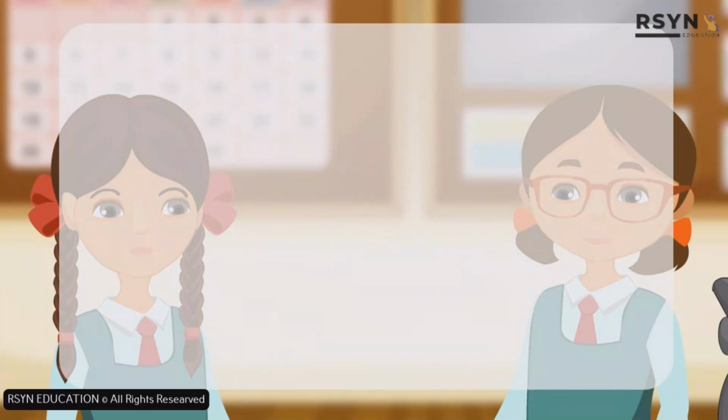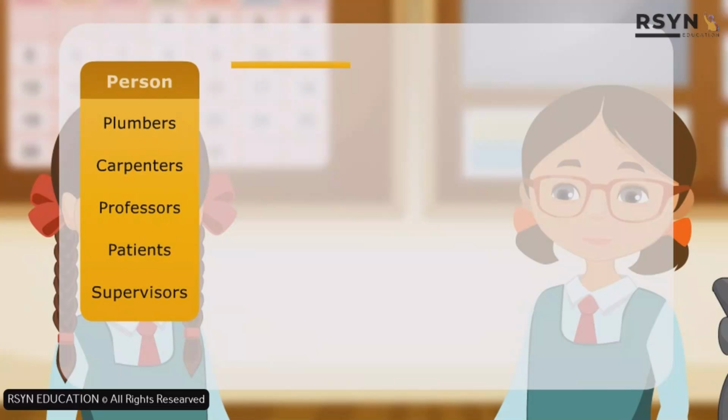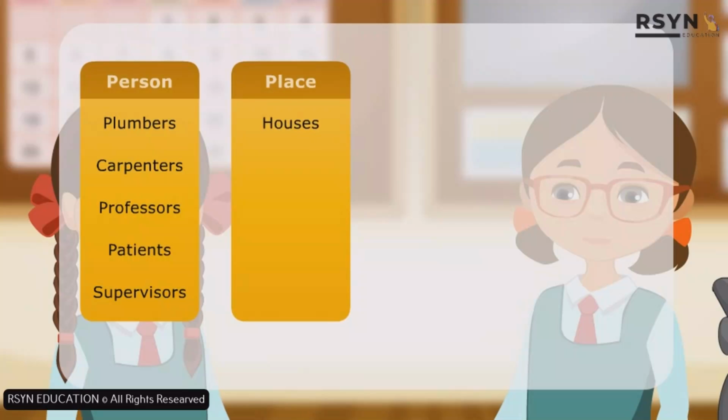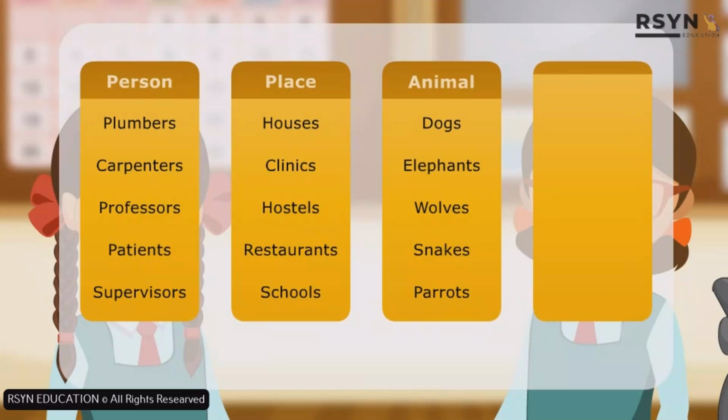Here is a list of some plural nouns. Person: plumbers, carpenters, professors, patients, supervisors. Place: houses, clinics, hostels, restaurants, schools. Animal: dogs, elephants, wolves, snakes, parrots. Thing: blades, pencils, trains, stars, sheets.